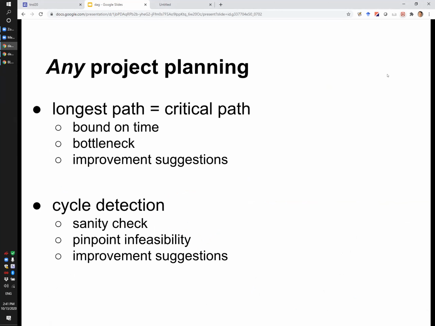Right, just a couple of examples for planning other projects. As I said, the longest path is sometimes called the critical path, because it's the longest sequence of tasks that you have to do one after another. And it gives you the lower bound on the time needed to execute the project. Cycle detection, as we also discussed: if you find a cycle in your project precedence constraint graph, then you know where to look in order to break the cycle.